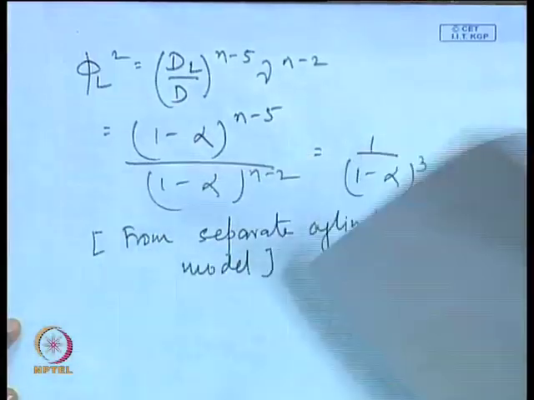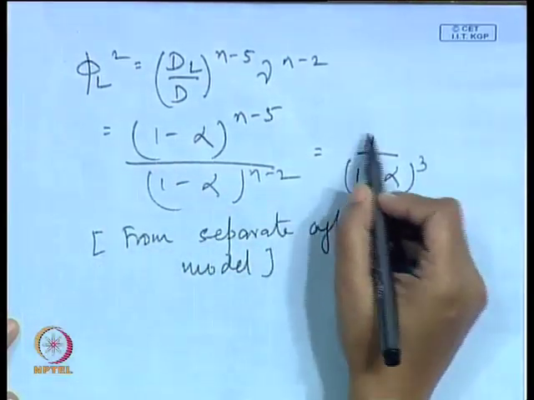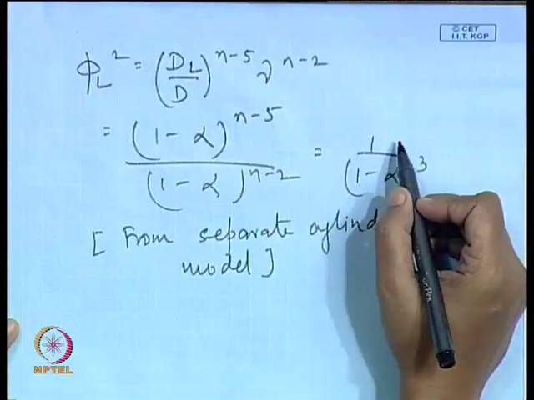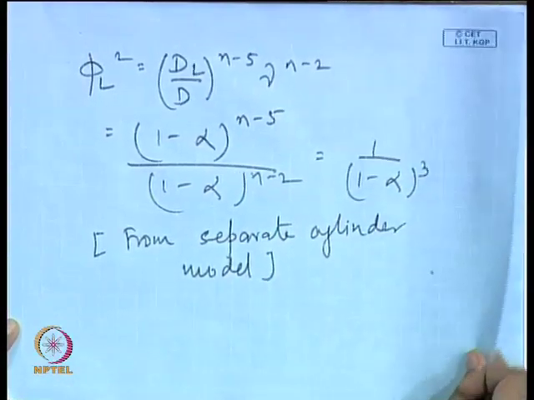So, based on these assumptions, what did we get? We obtained phi L square as 1 by (1 minus alpha) whole cube from the separate cylinder model. Now, let us see what we will be obtaining if we consider the homogeneous flow situation.